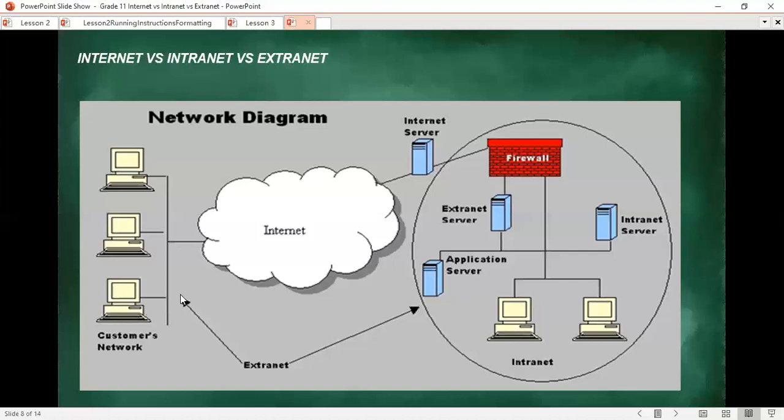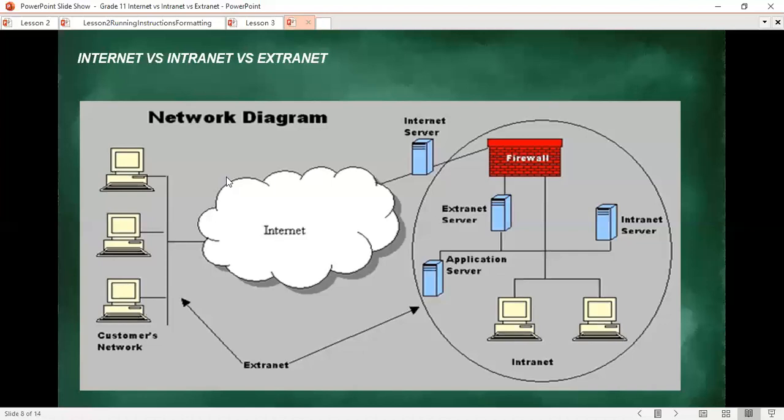So this one is much broader than the intranet. And then when it comes to the internet, everyone is connected to it. It connects this side and it also connects this side. The internet servers can connect these customers here. They can connect to the firewall. Even these people can also get information from the internet. So that is what this diagram is trying to explain, the difference between an internet, extranet, and an intranet.